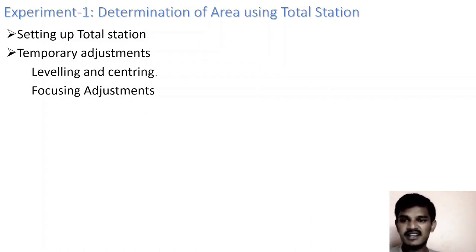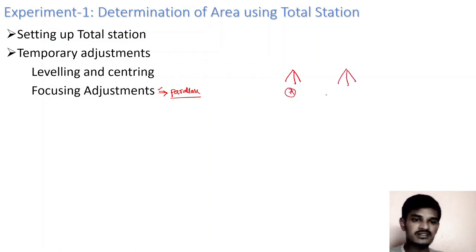After doing the leveling and centering, we should ensure proper focusing adjustment. This is done for removing the parallax error. Parallax error means the focus of each observer's eye will not be the same. For example, first there is one person A who is doing the survey, and next some person B will come to do the survey.